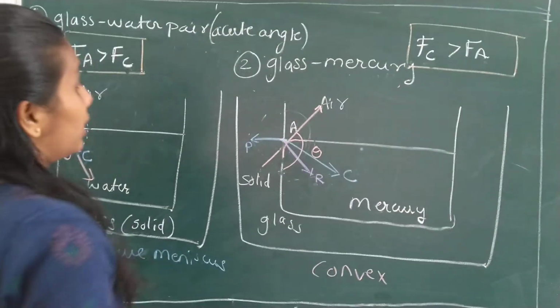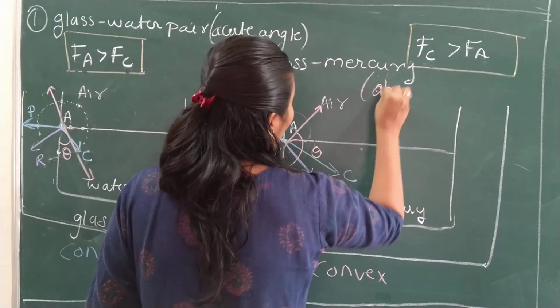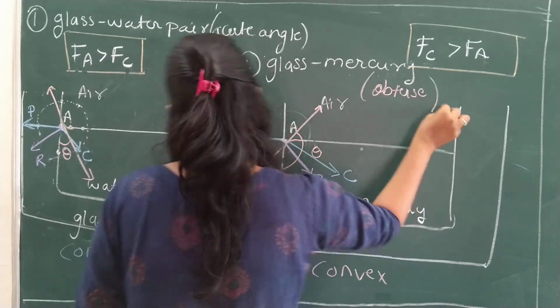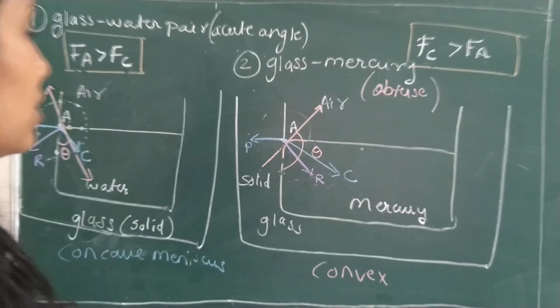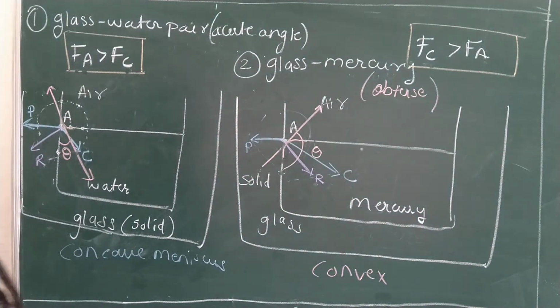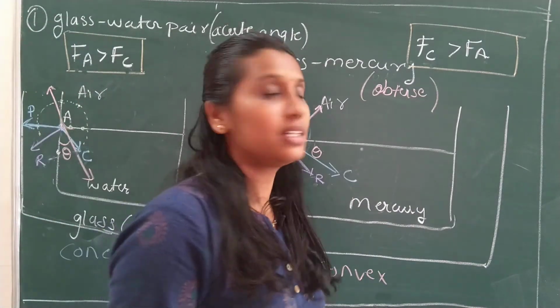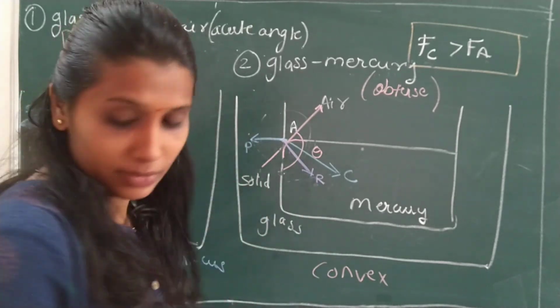And the angle of contact we are getting here is obtuse. I will mention that. So this is how it works. Why does the meniscus take the shape? The reason is this one.